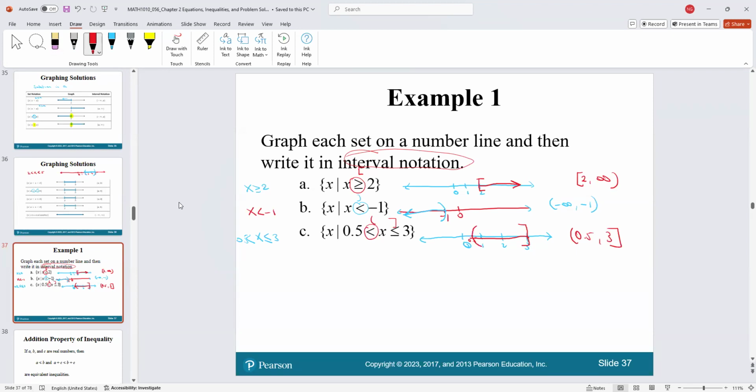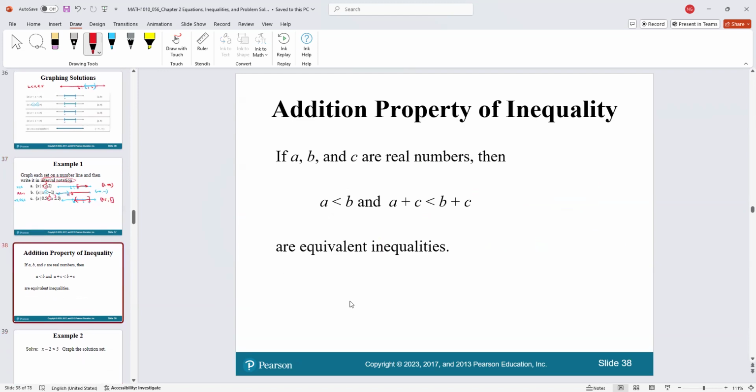All right. Now, how to solve linear inequalities using the addition property. The addition property of inequality: if A, B, and C are real numbers, and A is less than B, then A plus C is less than B plus C. For example, 2 is less than 5, which is true, so 2 plus 3 is also less than 5 plus 3, right? It doesn't change anything. So these inequalities are all equivalent.